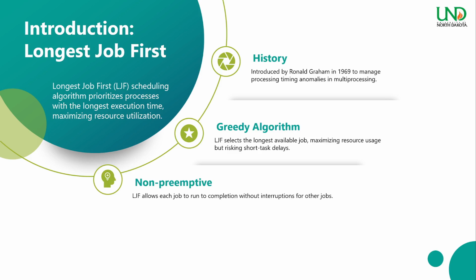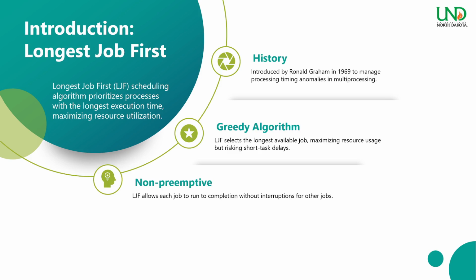The history of this algorithm is rooted in the groundbreaking work of Ronald Graham, whose 1969 paper, Bounds on Multiprocessing Timing Anomalies, addressed challenges in managing multiprocessing systems. Graham identified several anomalies that could occur in scheduling tasks across processors, including increasing the number of processors leading to longer execution times, relaxing task dependencies resulting in unexpected delays, and decreasing task durations, causing longer overall completion times.